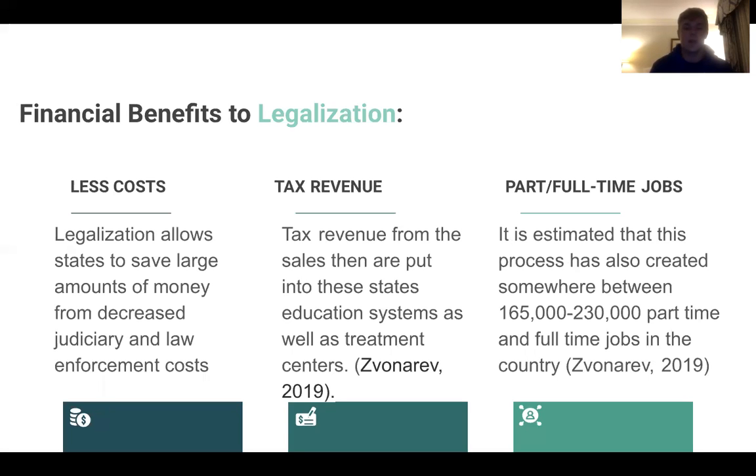Additionally, states have begun to invest this money into the communities that were affected the most by the drug, by investing into jail aversion and job placement for people affected by these drugs. Part-time and full-time jobs have also increased greatly in these areas, with estimates being somewhere between 165,000 and 230,000 part-time and full-time jobs being created in this market in this country.